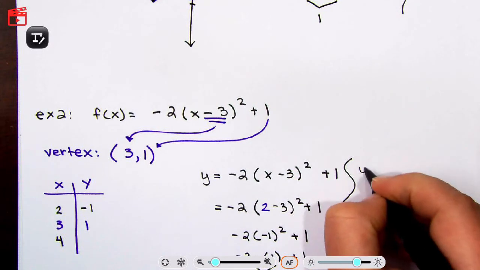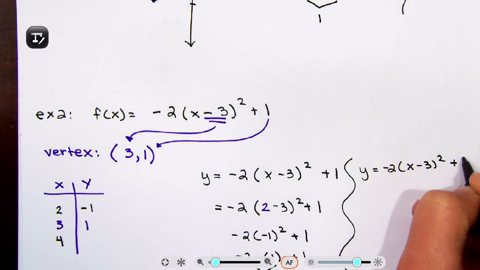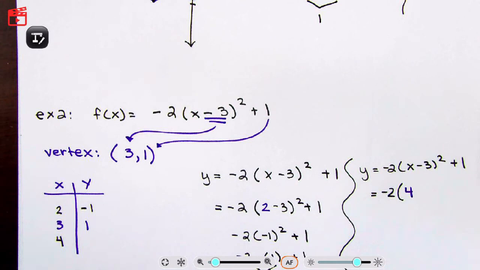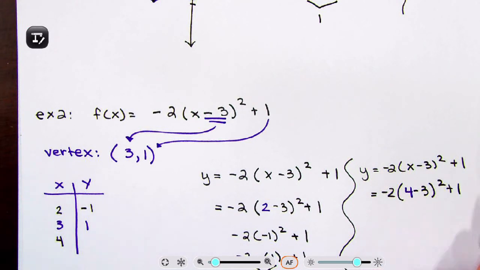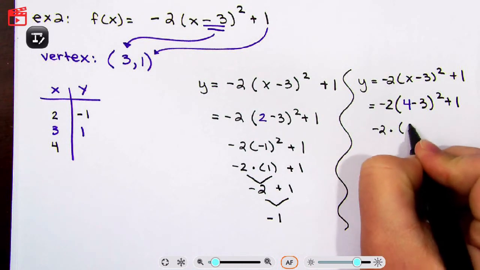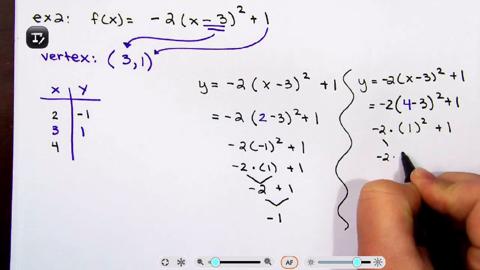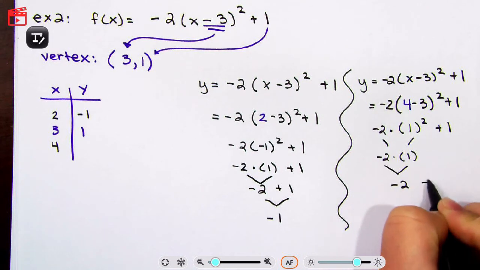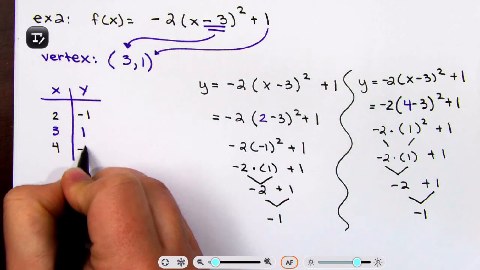And doing that one more time, y is equal to -2 times x minus 3 squared plus 1. When my input now is a +4 minus 3 squared plus 1. I'm going to shift this up just a little bit so you can see it better. So I have -2 times 1 squared plus 1. -2 times 1 squared, that's just 1. So I have -2 plus 1, which gives me a -1. So my input was 4, my output was -1.